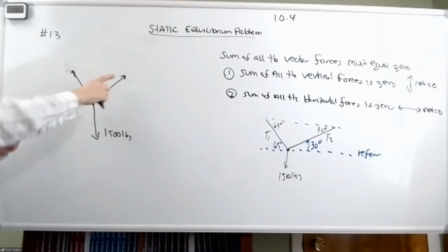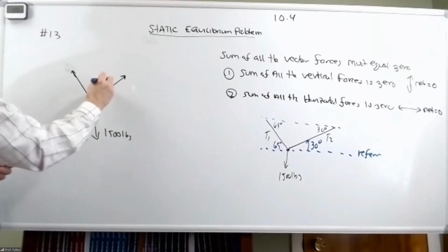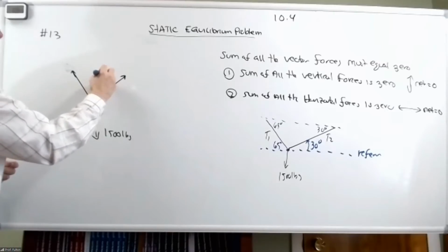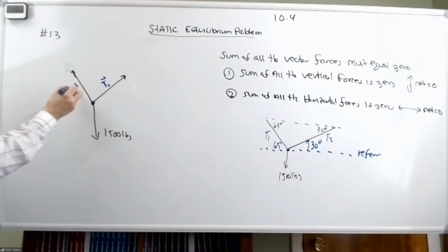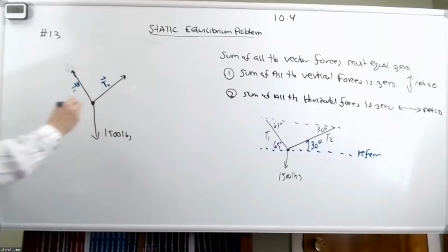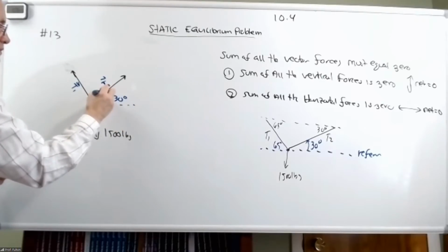Now, I'm not making these vectors the length of the forces. We're just doing it arbitrarily. I could call this vector T2, and here's vector T1. And here's my reference angle. This over here is 30 degrees.